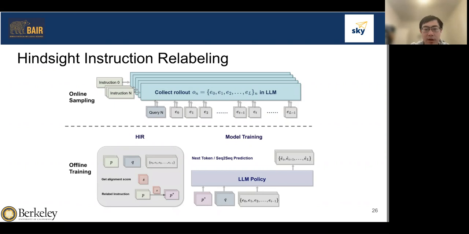Also, I think our hindsight instruction relabeling is different from the previous one. In the previous one, you could directly take the final token as your state representation, as your goal, and then relabel your experience trajectory like this. But here, I think it's a little weird to take the end token of your last trajectory to represent your instructions. Maybe some people think this may be fine, though. Yeah, I don't have a very strong opinion on this.